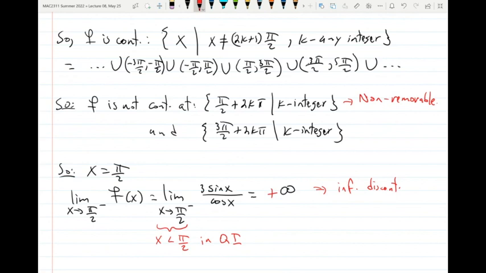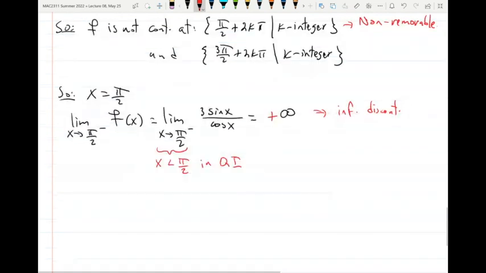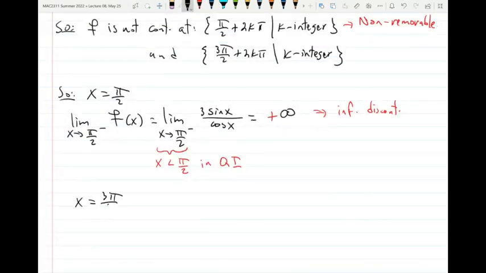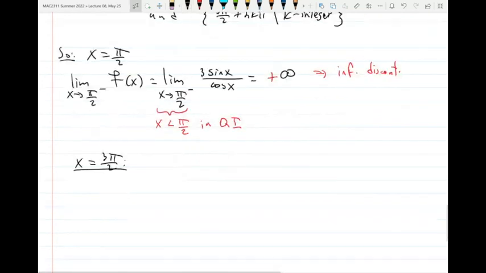Now we repeat the same game with this one. So now we're gonna analyze 3 pi over 2. So let's do the limit. How do you want to approach 3 pi over 2? On the left?